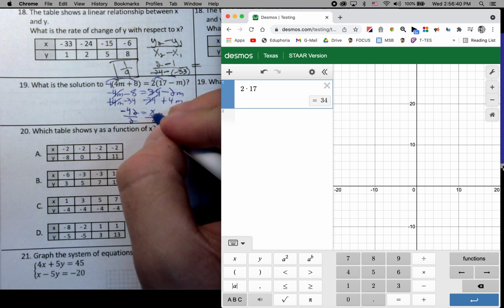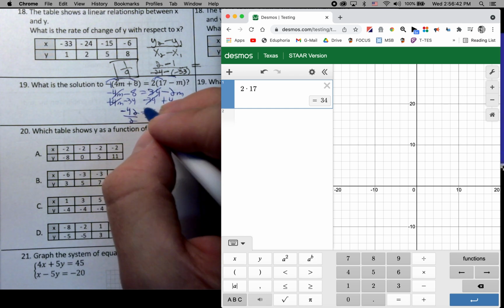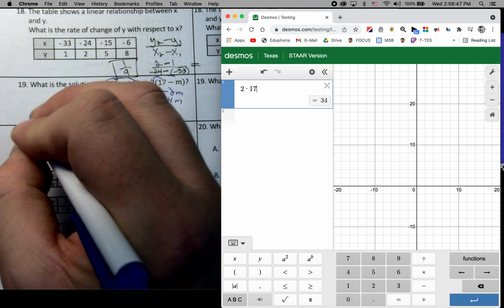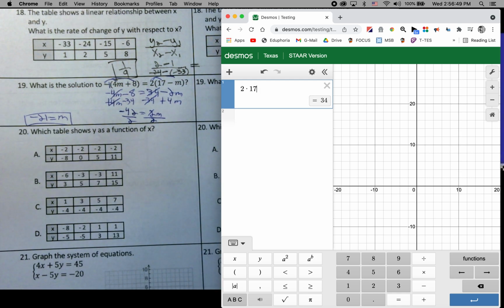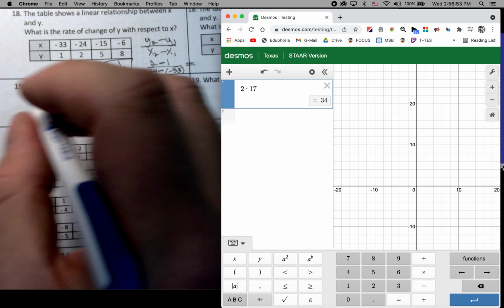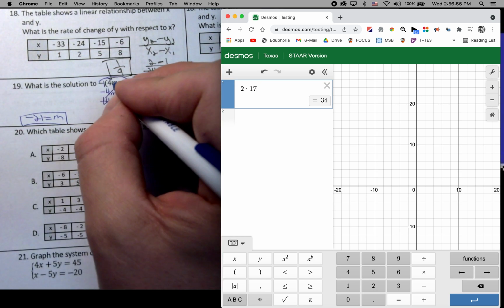2 divided by 2 is 1. Negative 42 divided by 2 is negative 21. Okay. Now, here's another way you can do it. I'm going to rewrite both sides of these equations, but instead of saying m, I'm going to use the letter x.